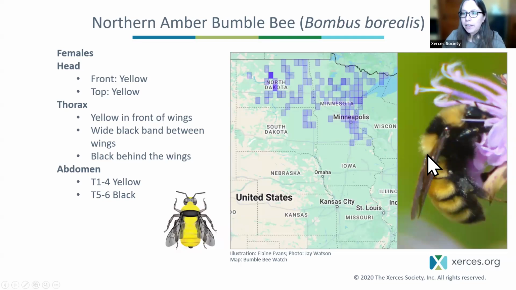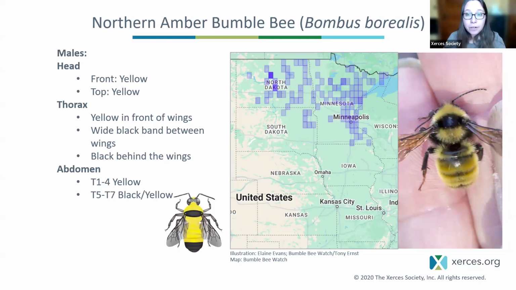Looking at the thorax, their thorax is mostly yellow. There's yellow before the wings and yellow behind the wings, but there's going to be a very wide black band between the two wing joints of black hairs. And then there are also going to be black hairs underneath the wing joints as well. And then the hairs on this bee species for the females are going to be yellow on the front of the face and top of the head.